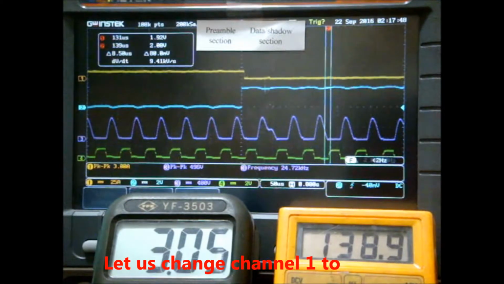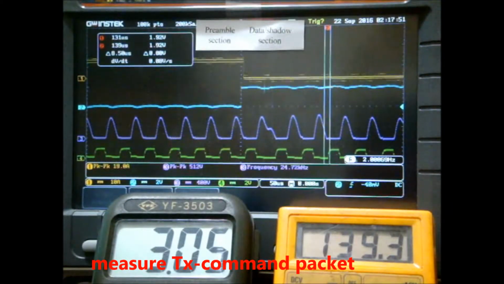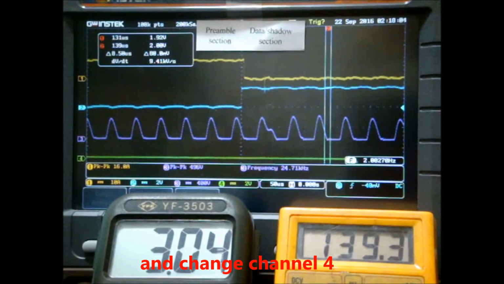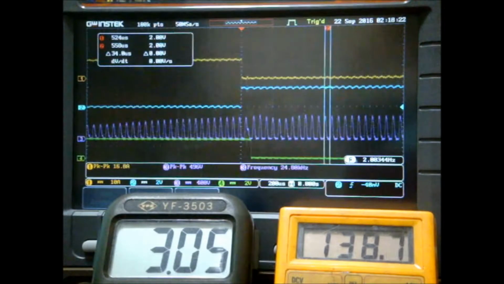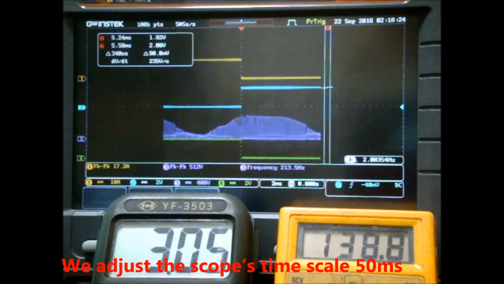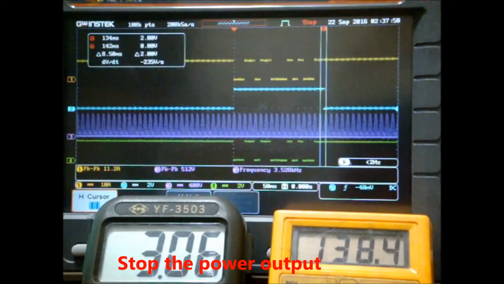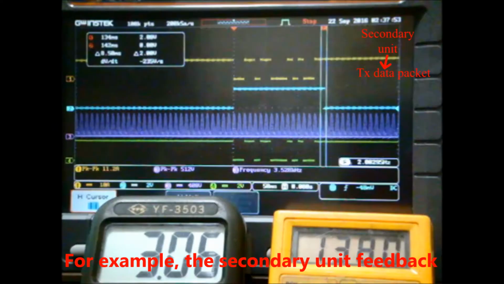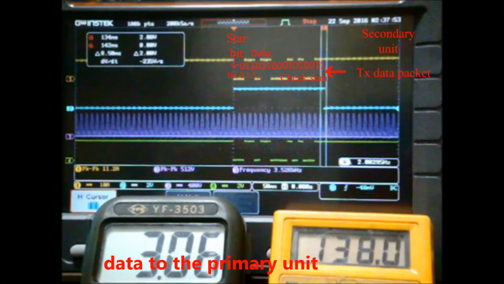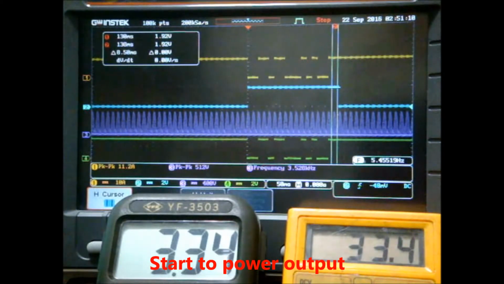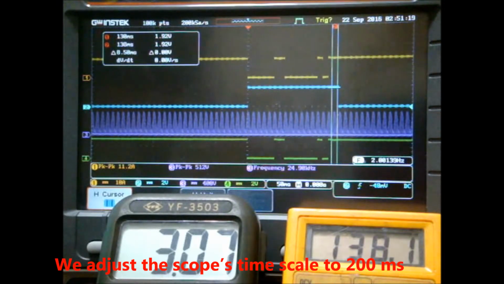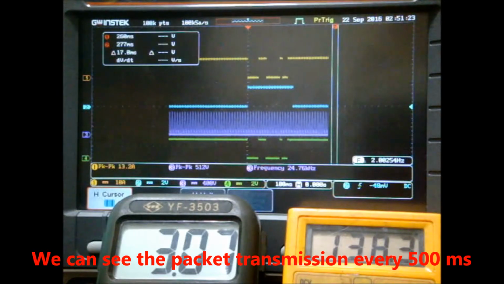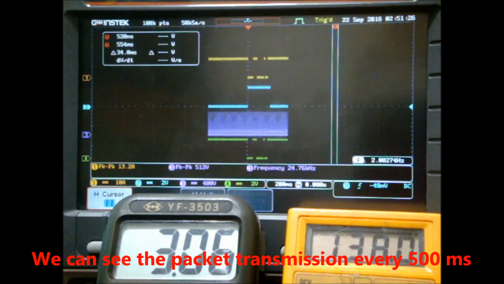Let us change channel 1 to measure the TX command packet, and change channel 4 to measure the RS command packet. We adjust the scope's timescale to 50 milliseconds. Stop the power output. For example, the secondary unit feeds back data to the primary unit. Start power output. We adjust the scope's timescale to 200 milliseconds. We can see the packet transmission every 500 milliseconds.